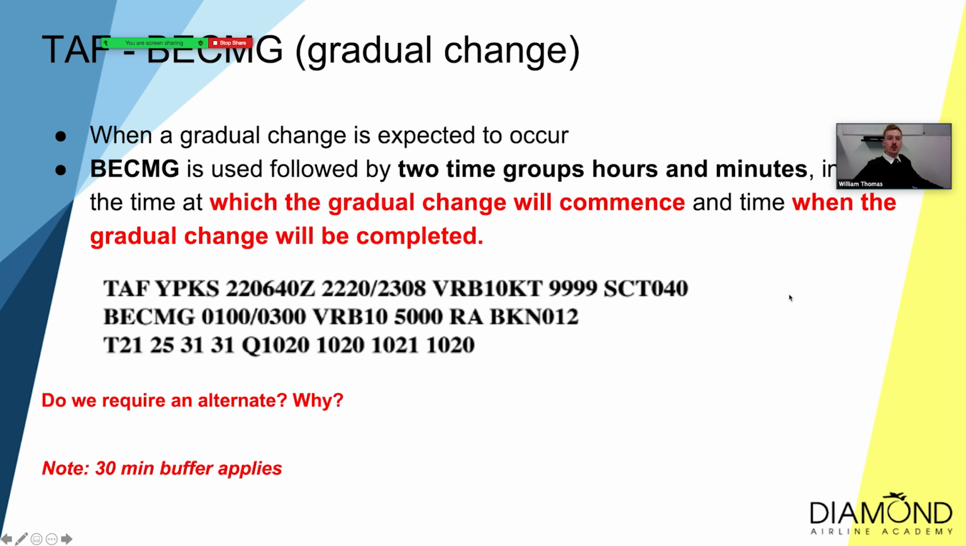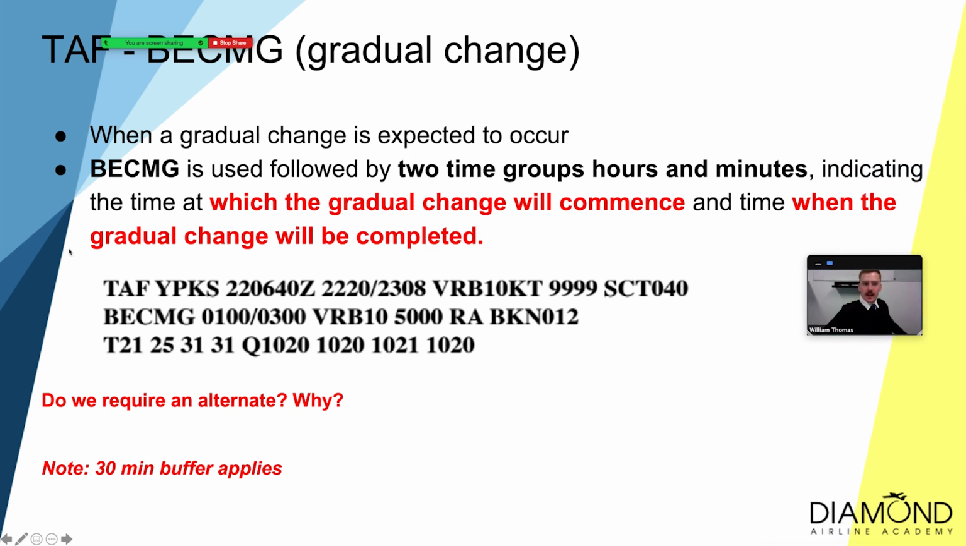BECMG is becoming more of a gradual change. So rather than being given a time in which new conditions are forecast to exist, we get a time period in which new conditions are forecast to develop. So slowly between those two times, the new conditions will develop. Followed by two time groups, hours and minutes, indicating the time at which the gradual change will commence and when the gradual change will be completed. So let's take a look.